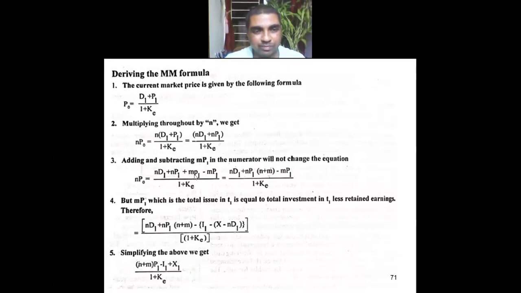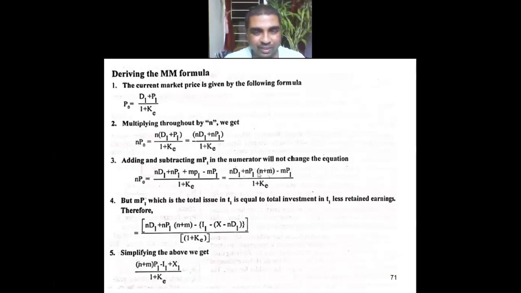Sir, P1 has become common here. This part and this part is same. Only thing is that MP1 minus MP1 is added, MP1 is deducted. I'm asking about the next step. What is happening here? NP1, P1 common, plus NP1.